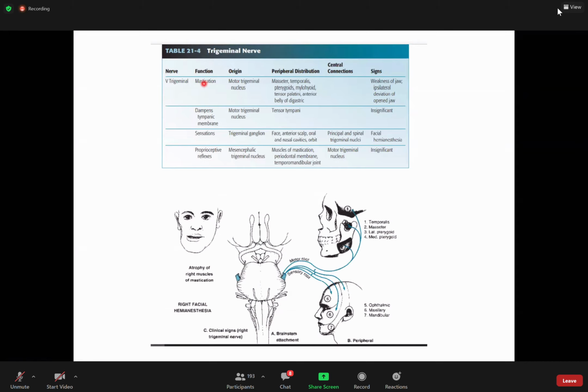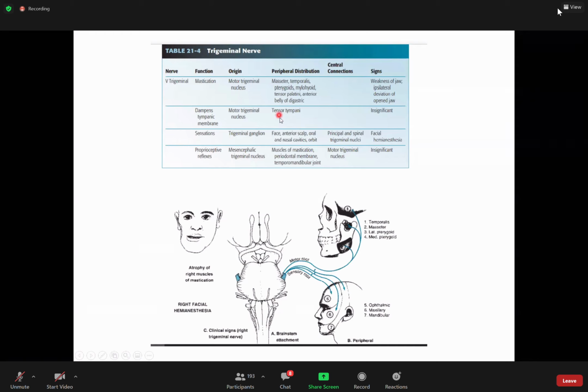Mastication, muscles of mastication are supplied by it. The motor nucleus of the trigeminal, these are the muscles of mastication. And if you have weakness or damage to the mandibular division of trigeminal, which supplies the muscles of mastication, or the motor nucleus of trigeminal, the weakness of the ipsilateral jaw will result in deviation of the open jaw. So if you open the jaw, it would deviate to the side of the lesion. So this is what will happen in terms of the muscles of mastication.